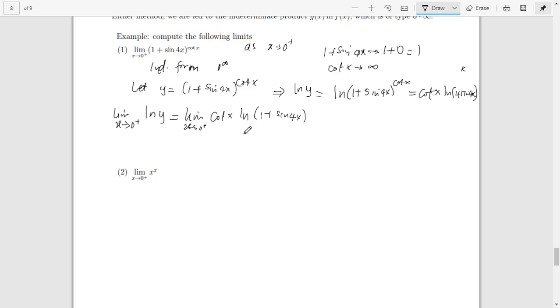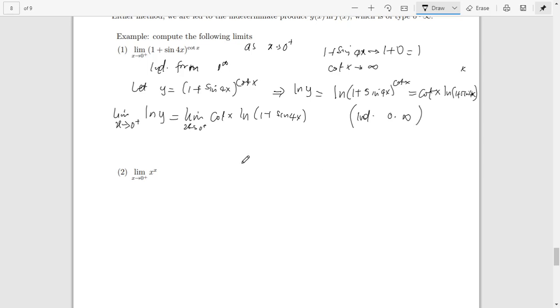Now, how do I solve this? Well, I know the limit here is infinity. The limit here is going to be 1, as we saw over here, and the natural log of 1 is 0. So this tells me that I'm going to have an indeterminate form of 0 times infinity. How do we do this?